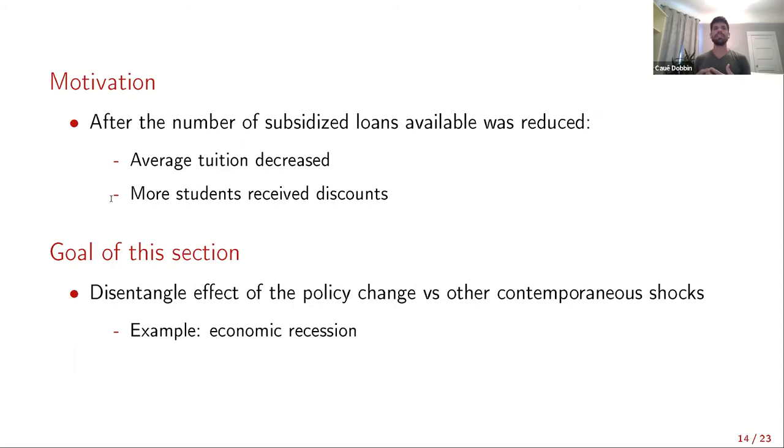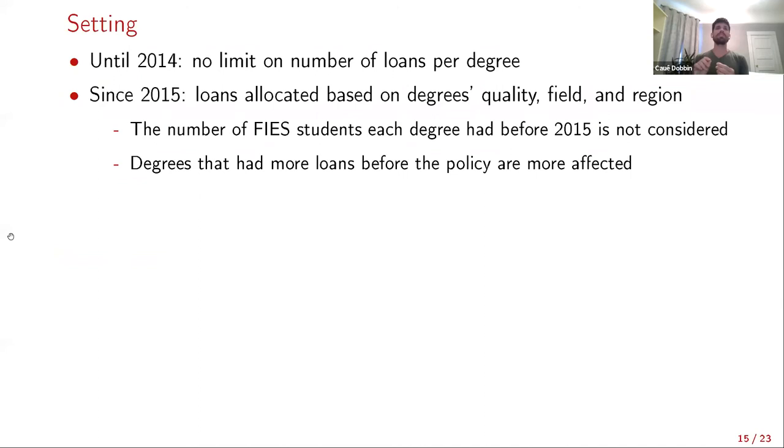Like, the same year that the loan program was restructured, there was a huge economic recession beginning in Brazil. So what we're going to try to do now is to see if those two things, the tuition going down and people getting more discounts, were actually because there were fewer loans available and not because of other things that were happening at the same time. And to answer that, we're going to explore some details of how the reform was done, the big reform that reduced the availability of loans.